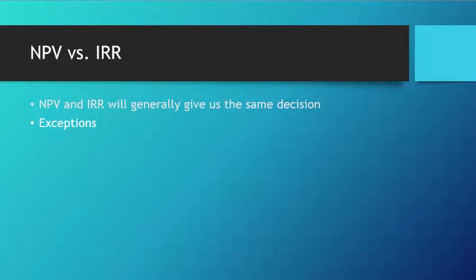There are some exceptions to giving the same answer, though. The first one is if the cash flows are non-conventional, which I'm going to get to in just a sec. That means the cash flow sign changes more than once. I'm going to give you a hint: if it changes more than once, then we may have more than one right answer, which can be really nasty.